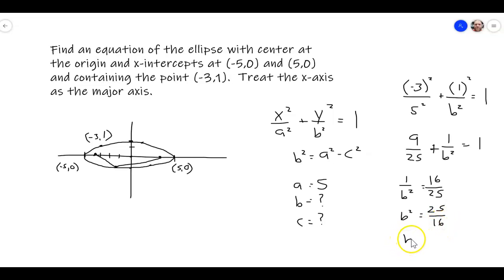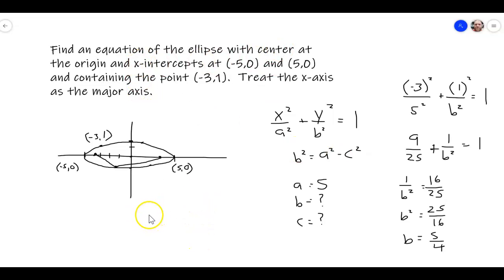And this means that b, and we're just looking at the positive value for b right now, is going to be the square root of that. So that's going to be 5 over 4. So we have our b, we have our a. Now it's not asking us here for the foci, so I could solve that since I know both my a and b now and solve for c. But we don't really need to worry about that right now since it's not asking for it. We just need to find the equation.